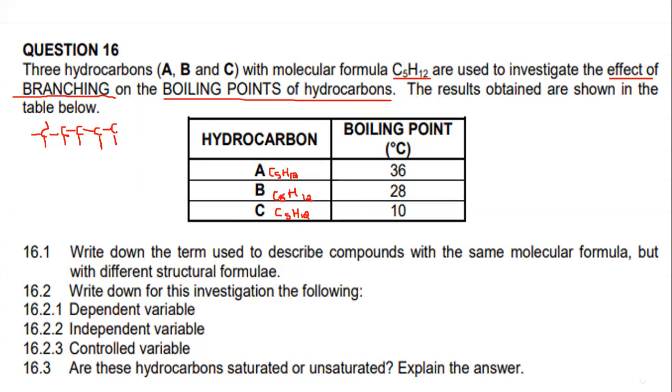Remember, around each carbon atom I need to have 4 bonds. So I'll put in my hydrogens. All that I really have to do is put in my hydrogens. There we go. So I have 5 carbons. If you check the hydrogens, I have 1, 2, 3, 4, 5, 6, 7, 8, 9, 10, 11, 12. So correct. That is the first isomer.